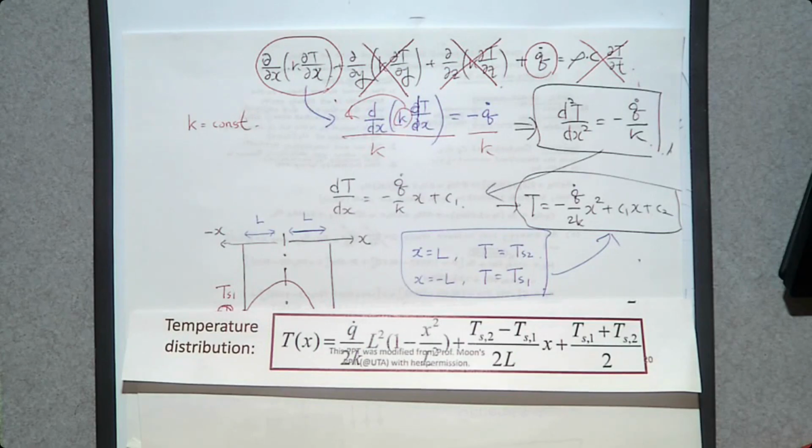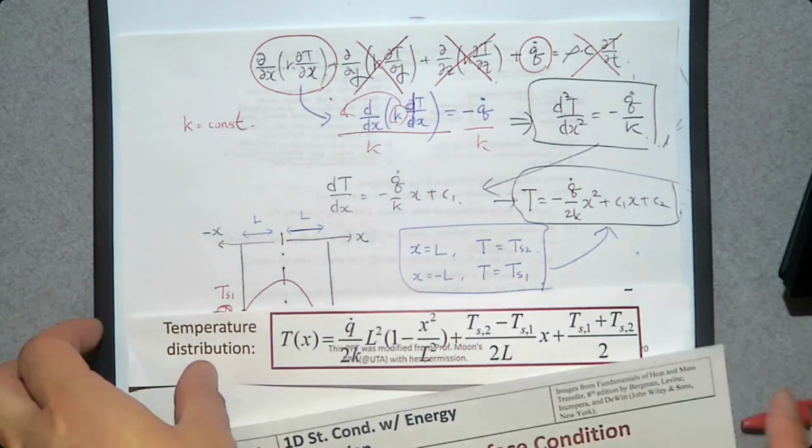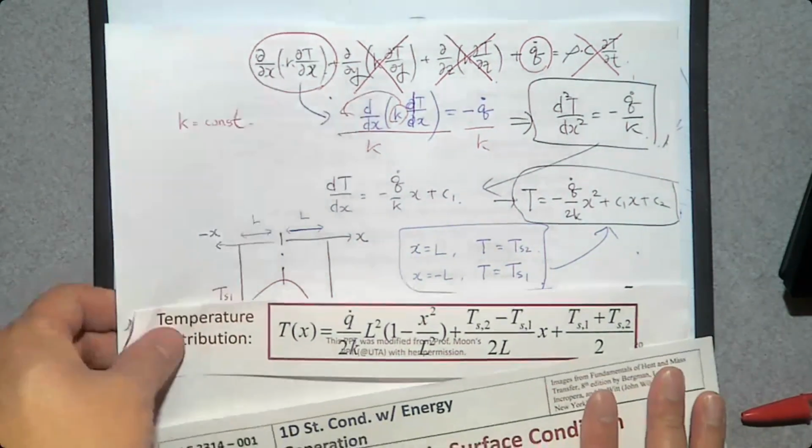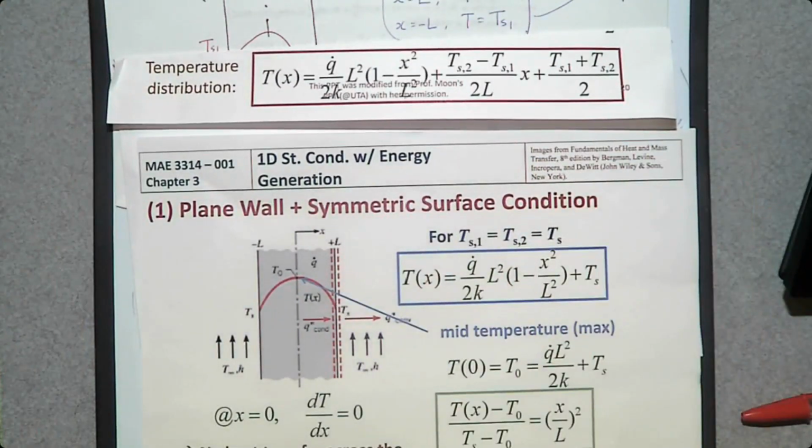Then what about if you have some unique case, such as a plane wall with symmetric boundary condition? So we assume that the temperature of the surface on either side is the same, Ts and Ts. And then what is going to be the temperature distribution in this example?